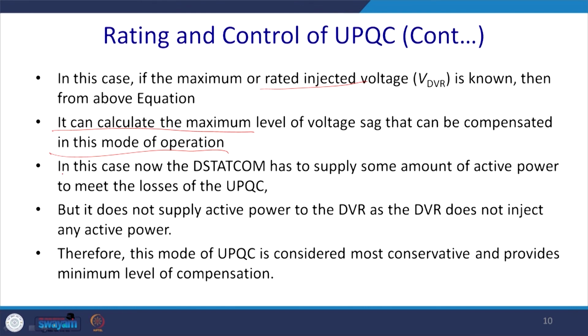And in this case, the DSTATCOM has to supply some amount of reactive power to meet the losses of the UPQC, but it does not supply any active power to the DVR, as the DVR does not inject any real or active power. Therefore, this method of UPQC is considered the most conservative and provides a minimum level of compensation.